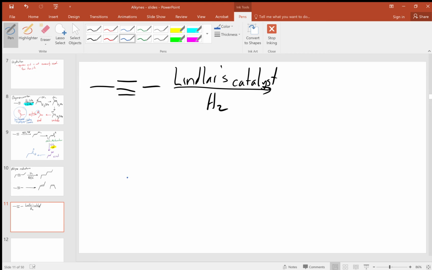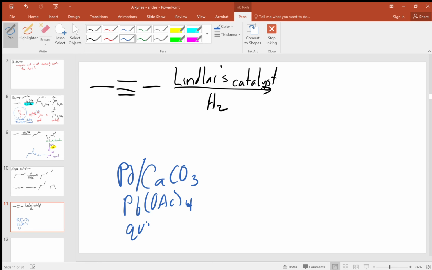Lindlar's catalyst is palladium. Now instead of on carbon, it's on calcium carbonate. And then we also add lead tetraacetate and quinoline, which is this structure drawn here.